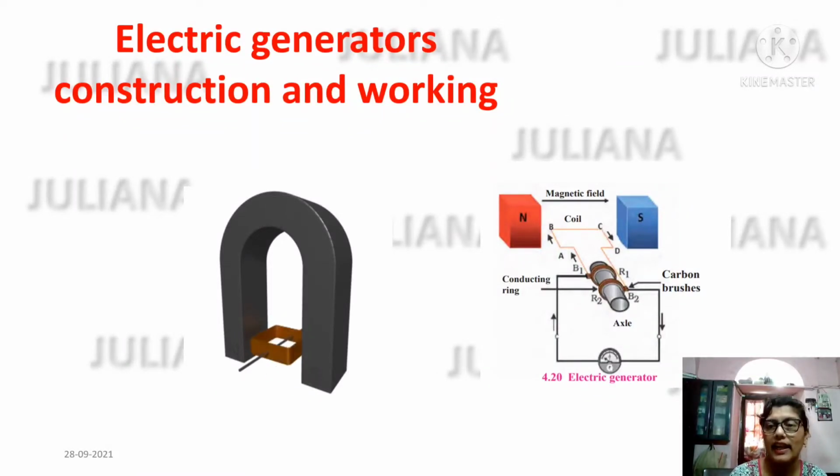Welcome back to our 8th and the last video for Chapter 4, Effects of Electric Current. And today we will study the construction and working of an AC generator. I've already explained in the last video the difference between an AC and a DC generator. The only difference is the direction in which the current moves.